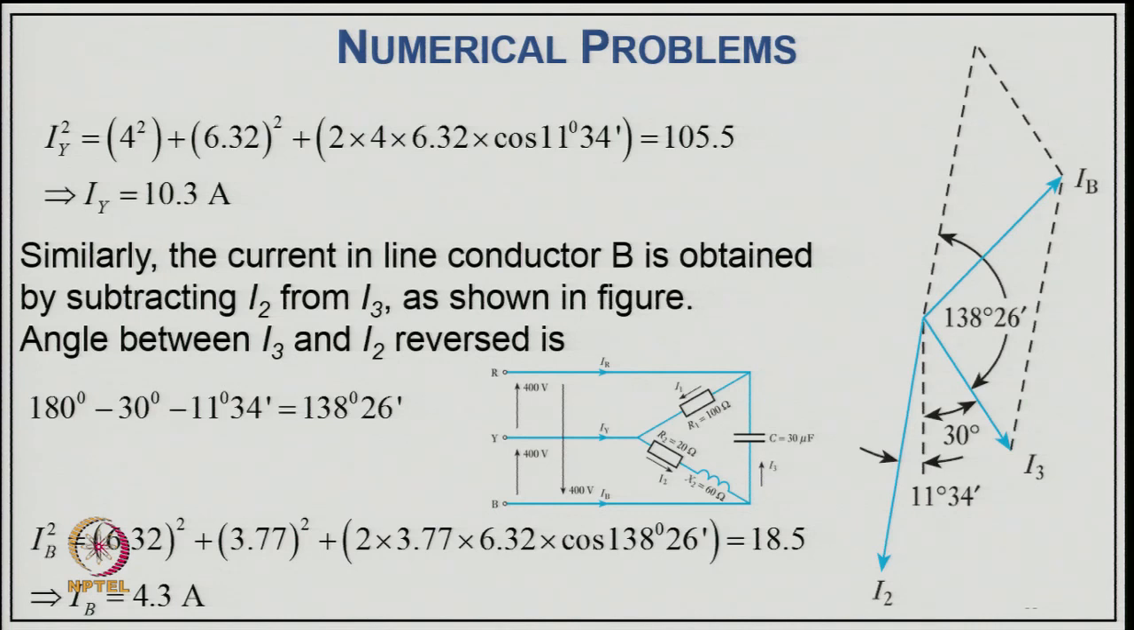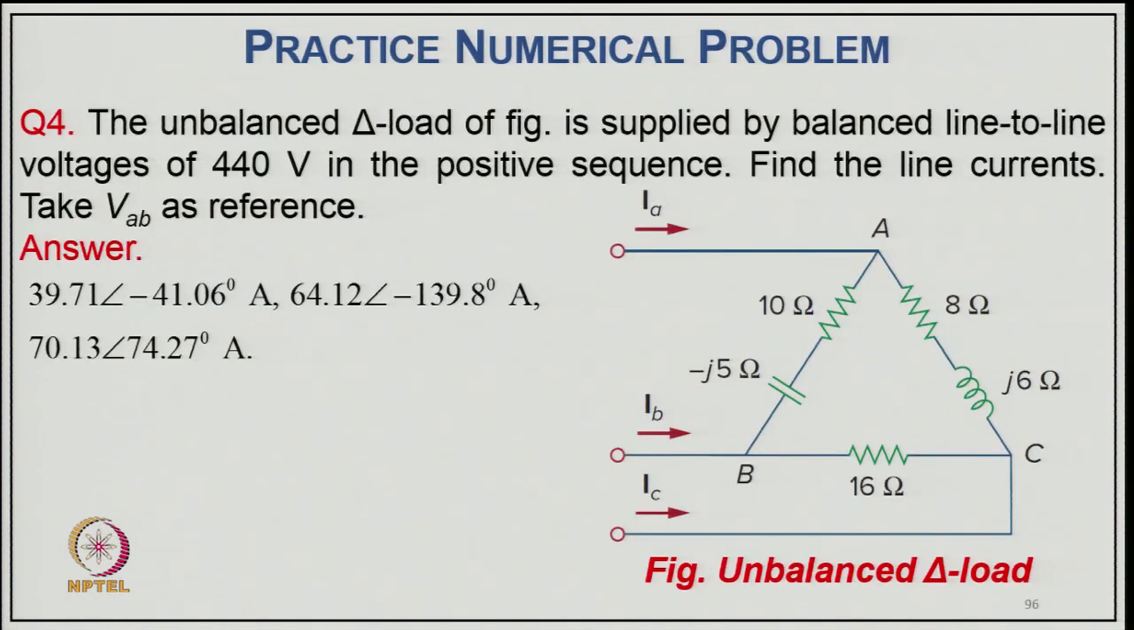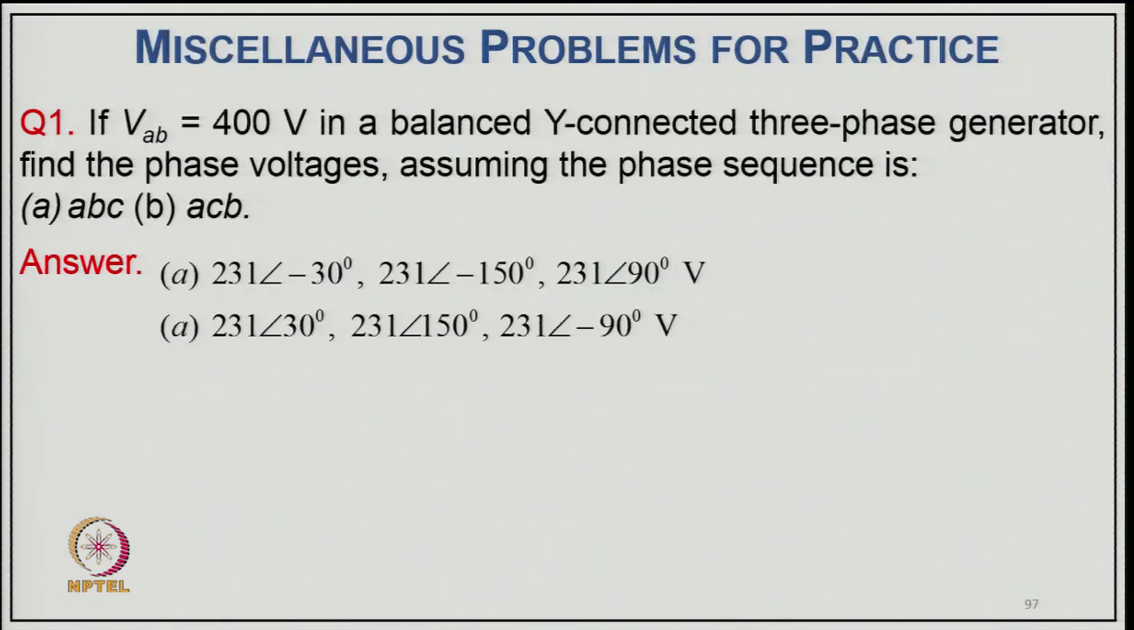Similarly, the current in line conductor B is obtained by subtracting I2 from I3, as shown in the figure, with angle 2 reversed. So, 180 minus 30 minus 71.3 degree becomes 78.7 degree. So, IB square is 6.32 square plus 3.77 square plus 2 into 3.77 into 6.32 into cos 78.7 degree, that is 18.5, and IB will be the root of that, that is 4.3 ampere. And you can solve this again as a practice example, as with the previous one.